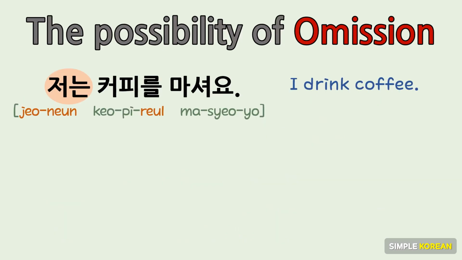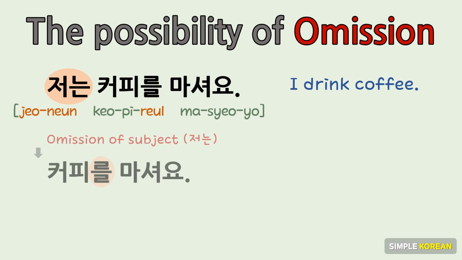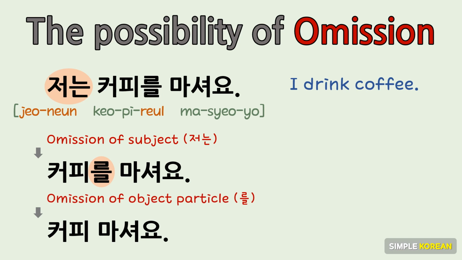Especially in spoken Korean, it's quite common to omit the subject and some particles. 저는 커피를 마셔요. 커피를 마셔요. It is possible to speak without a subject. 커피 마셔요. The object particle 를 also can be omitted. Particles are often omitted when the context is enough to understand clearly what the subject or object in a sentence is.